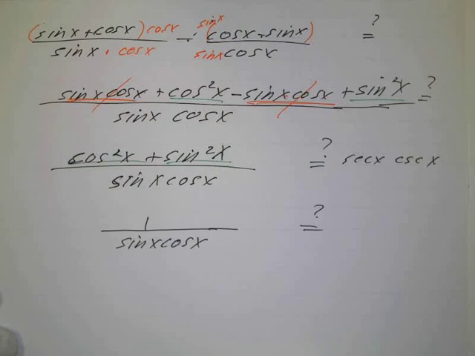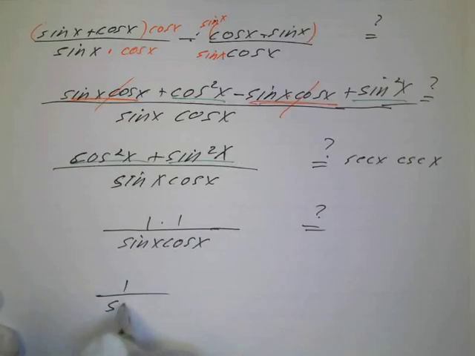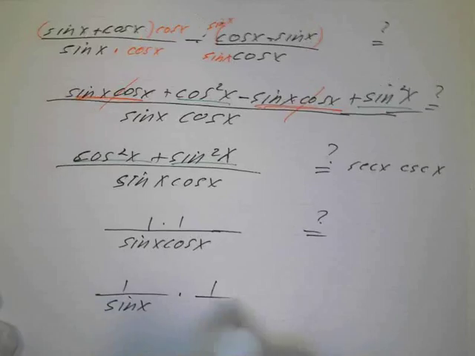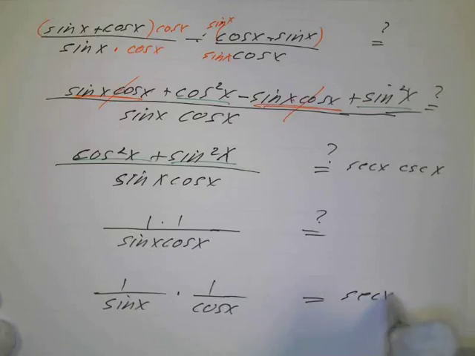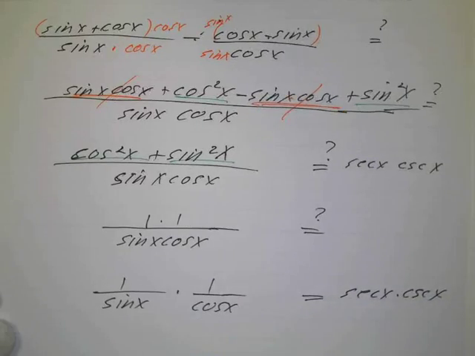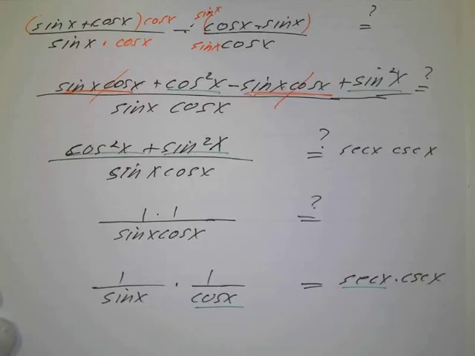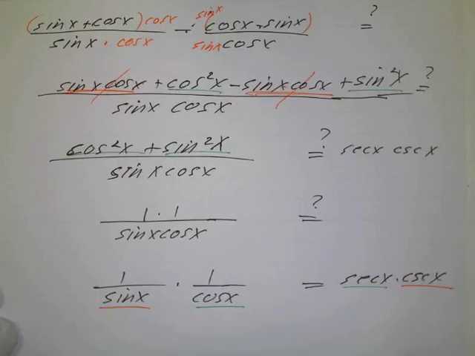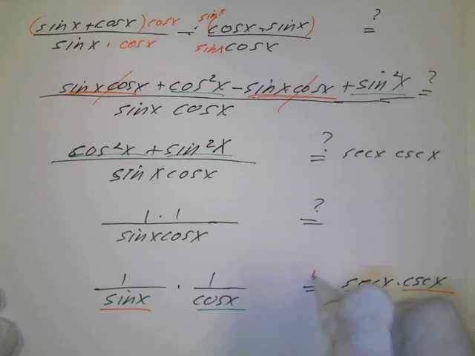Now what I can do to make it a little bit easier to see is I can think of this as 1 times 1. And I can break this up into two fractions: 1 over the sine of x times 1 over the cosine of x. And that equals the secant of x times the cosecant of x. Okay, this is the secant of x, and this is the cosecant of x. Cosecant of x, secant of x. So we've got our verification, okay? So that wasn't too bad.